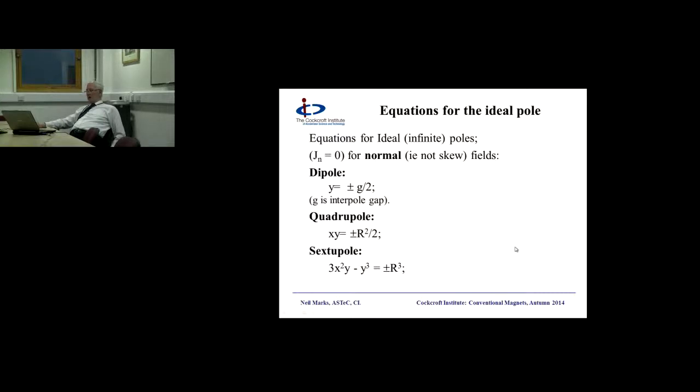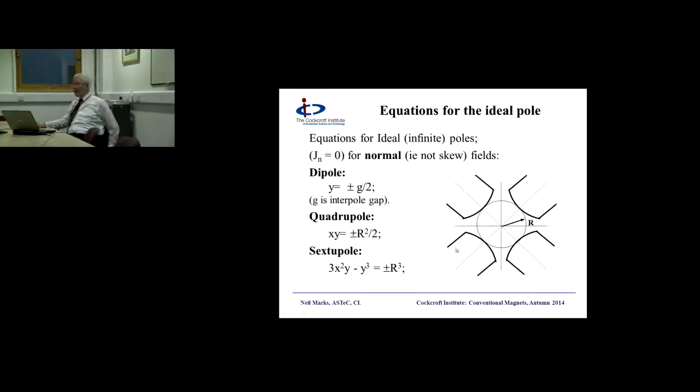But what are these r's? Well, these r's are in fact the inscribed radii, with the origin at the centre of the beam, and which are touching tangentially the centres of the poles. This is for a quadrupole, but it would be exactly the same concept for a sextupole and for any other higher order pole as well. So these are called the inscribed radii.